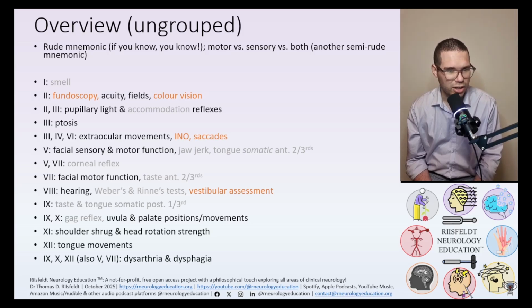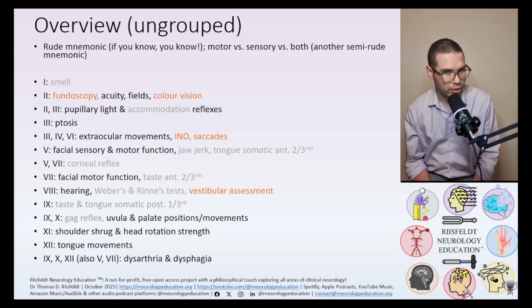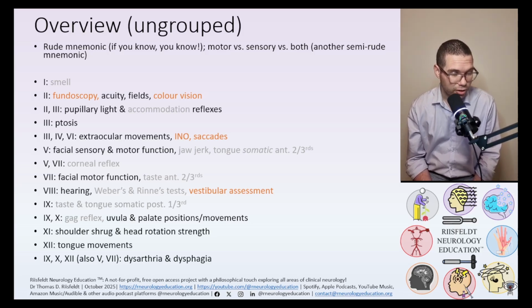Whereas the components which are even less often helpful, in my opinion, and are not often tested, apart from in select circumstances, are smell, accommodation pupillary testing, jaw jerk, tongue somatic and taste testing, the corneal reflex, Weber's and Rinne's test, and the gag reflex.